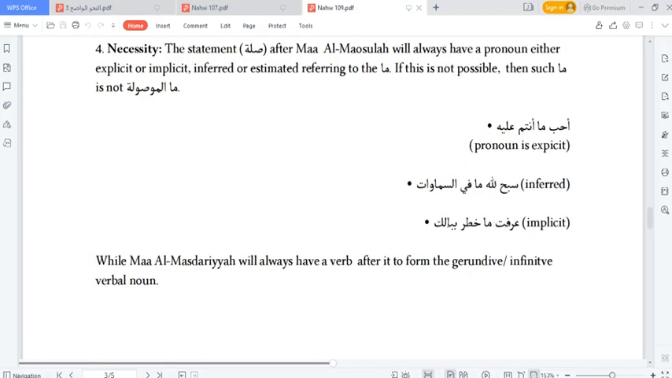See implicit. Araftu ma khotaro bibalik. Ma khotaro bibalika. I know that, or I know what crossed your mind. So where is the domir going back to it? Implicit in the sense that it is araftu ma khotaro huwa bibalika.